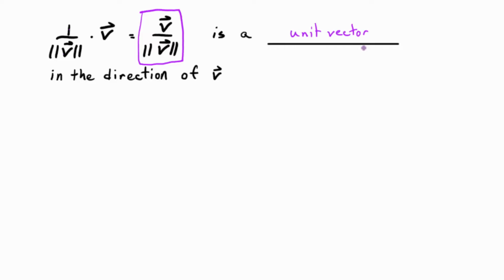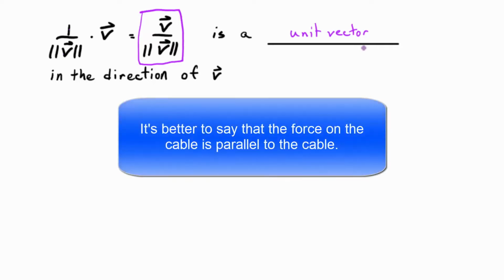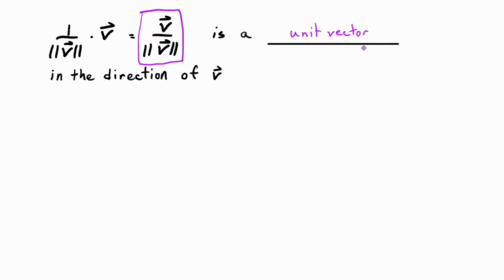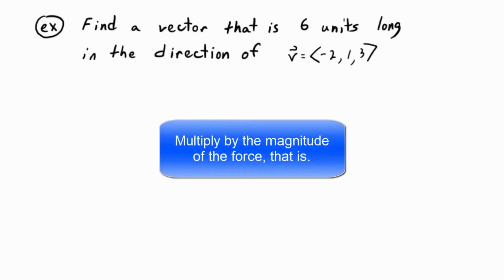So for instance, a cable. If you have a cable holding up like a telephone pole, that cable will have a certain amount of force on it. And that force will be in the same direction as the cable, but the length of the cable won't represent the amount of force. So in order to get a vector that represents the amount of force in the direction of the cable, you could take a vector that represents the cable, turn it into a unit vector, and then multiply that by whatever the force is.